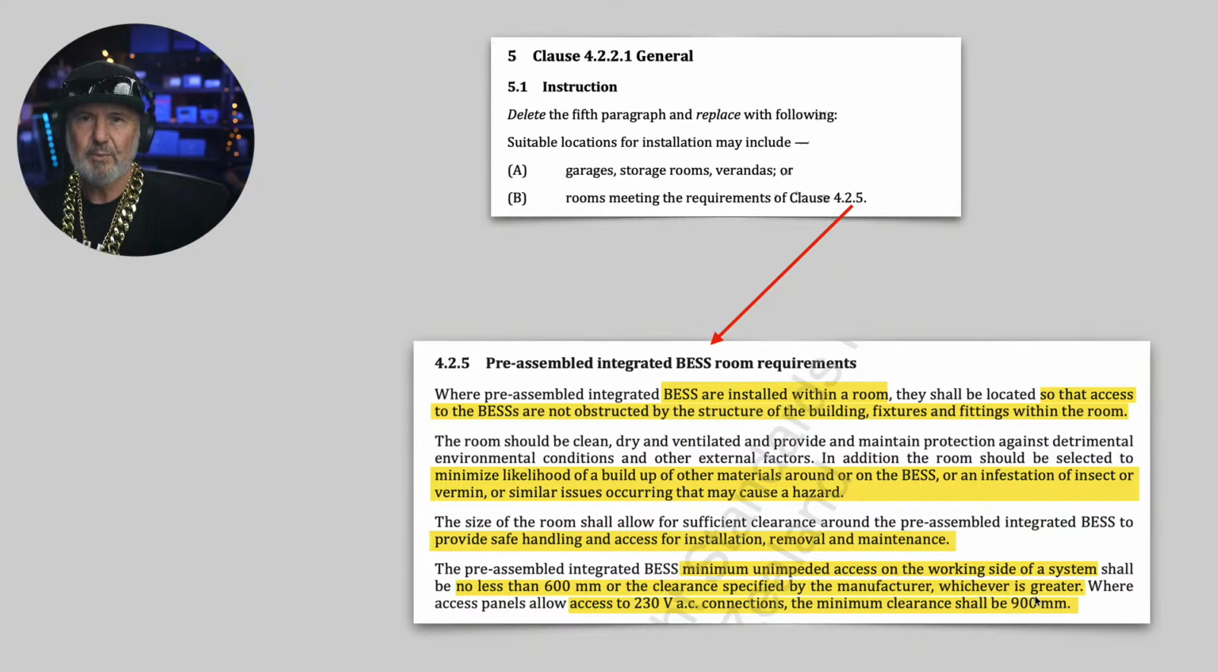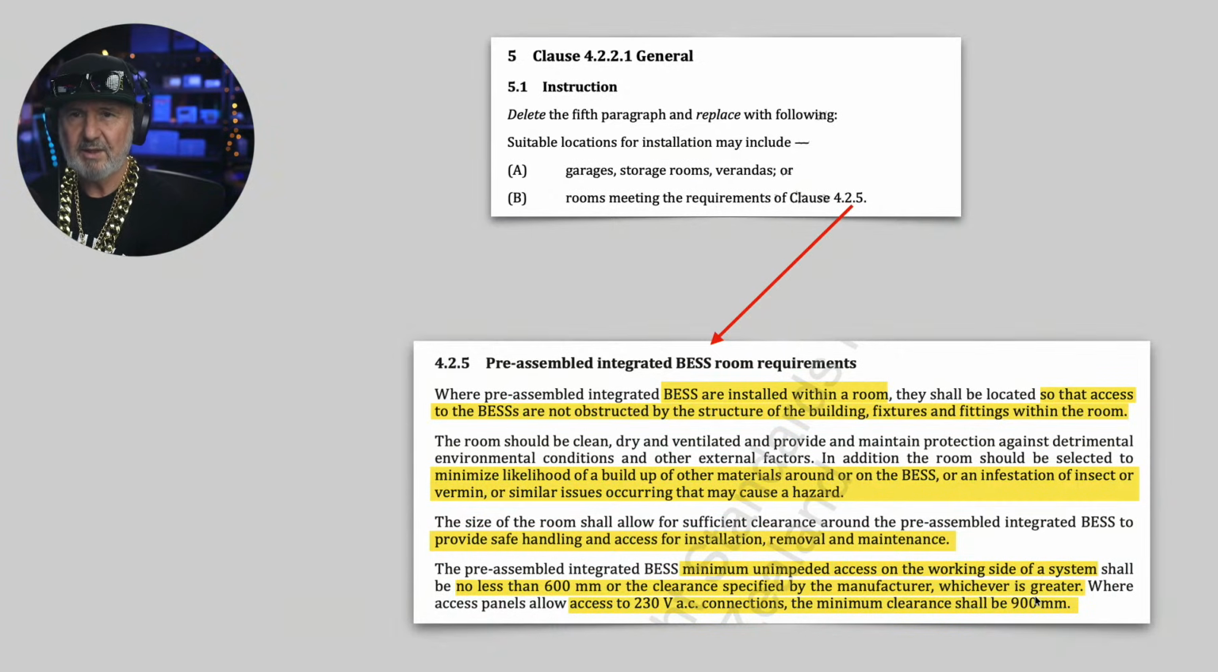But if you're complying with 4.2.5, I've highlighted some of the key features in 4.2.5, which is in the current standard. So BESSes that are installed within a room so that access to the BESS is not obstructed by the structure of the building, fixtures or fittings within the room. So the idea is you can actually get to it. It's not in a box that you can't access easily. So if it's in its own enclosure, of course, it needs to have readily available means of isolation for maintenance and repair, of course.